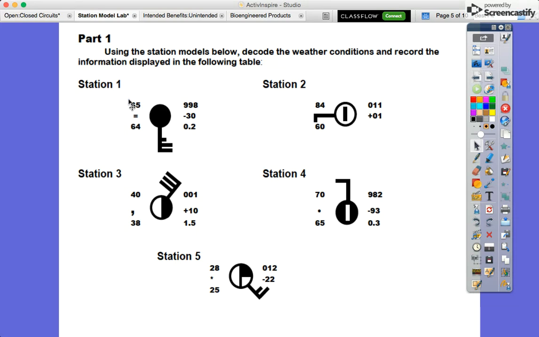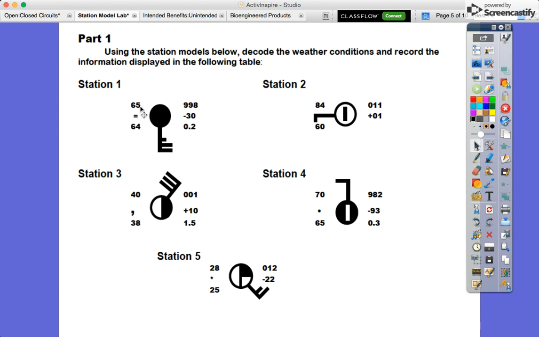So I'm going to go through station model 1 with you first. So if we look for air pressure, if we look for temperature and dew point, the air temperature is always in the top left-hand corner, and the dew point is always in the bottom left-hand corner.